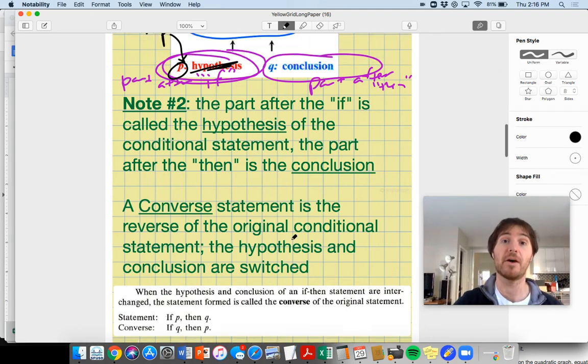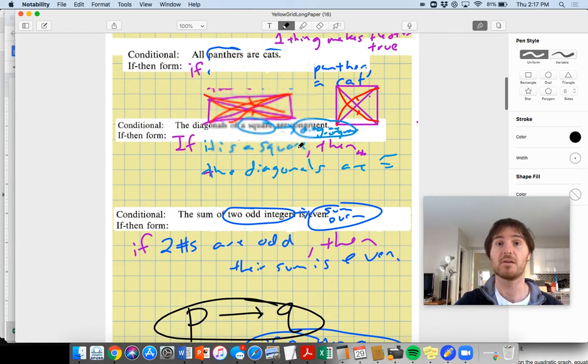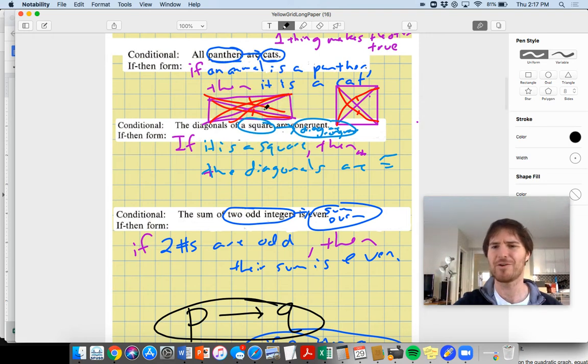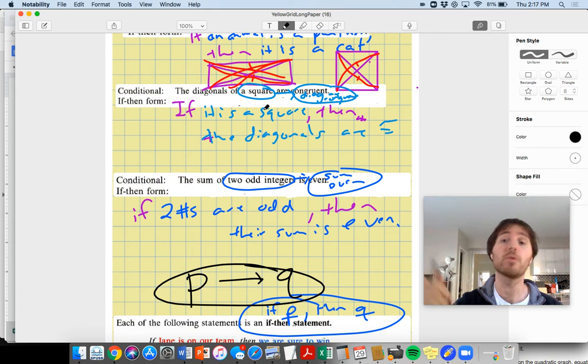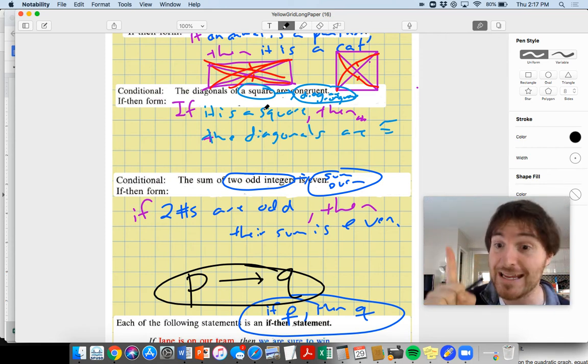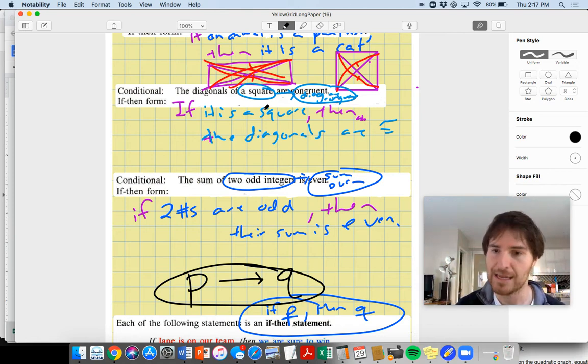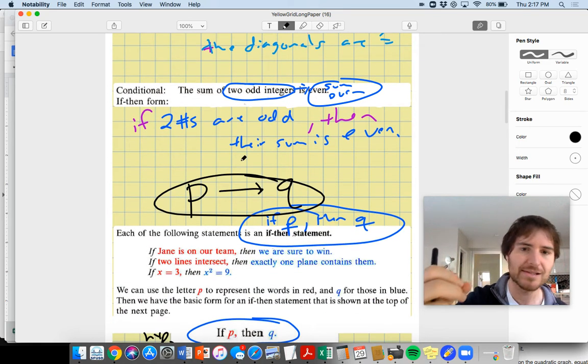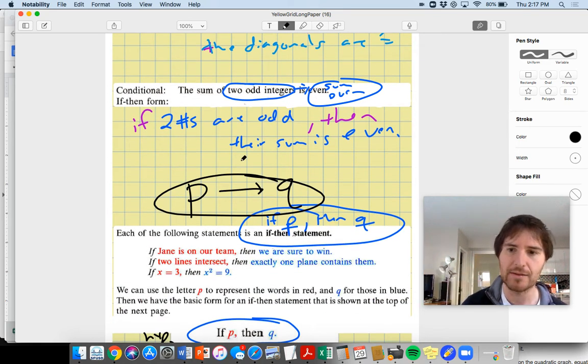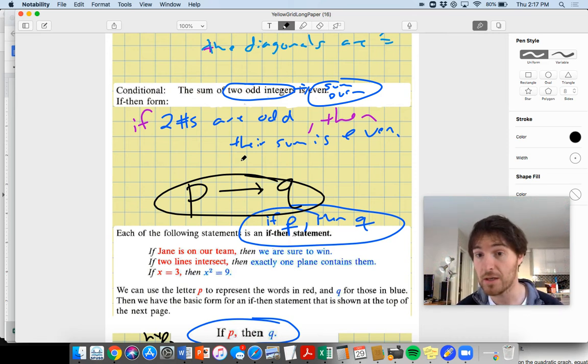Okay, so we've talked about a whole bunch of if-then statements. Hopefully you've picked up on that, right? Theorems can be written as if-then statements. That's a huge takeaway. But the thing we're going to start caring about here, because if an if-then statement were a theorem, meaning it's always true, you might start to look at some related statements. If two lines intersect, then exactly one line contains them. Or if x equals 3, then x squared equals 9.